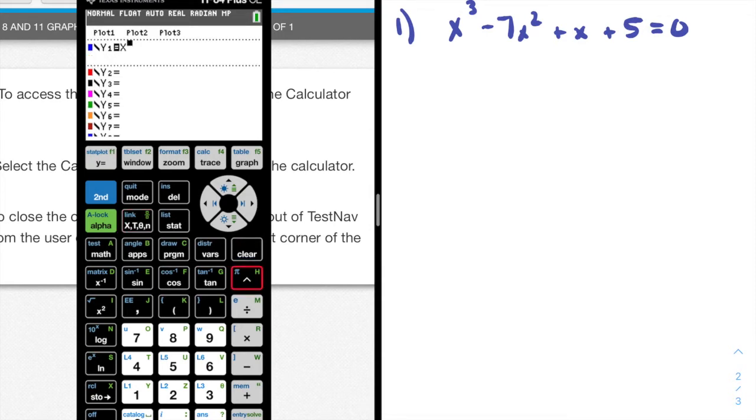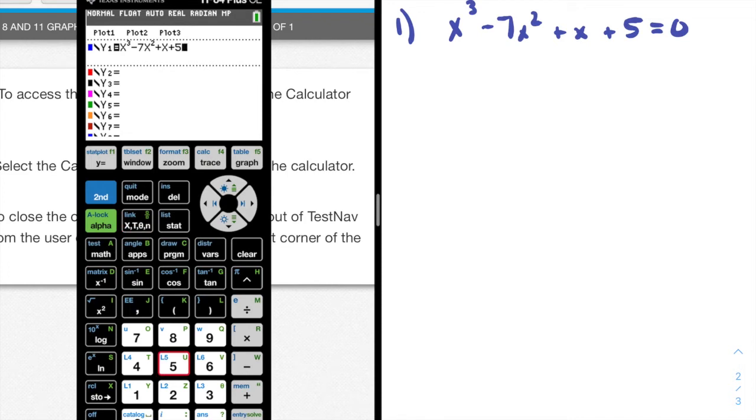So I have x to the third. By the way, the exponent button is just above your division button there. That takes you up to the exponent. And then you can type a 3 since there is no x to the third button. And then minus 7x squared plus x plus 5.